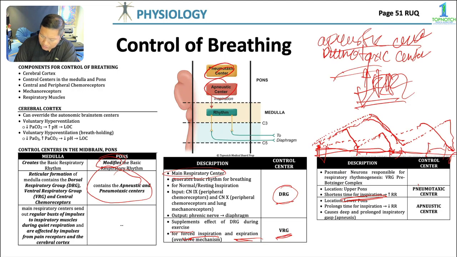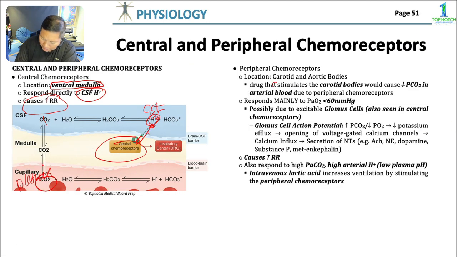Peripheral chemoreceptors are located at two sites, the carotid and aortic bodies. Okay, differentiate them from the carotid sinus and aortic arch, where you're going to find the baroreceptors. Peripheral chemoreceptors are found in the carotid and aortic bodies.